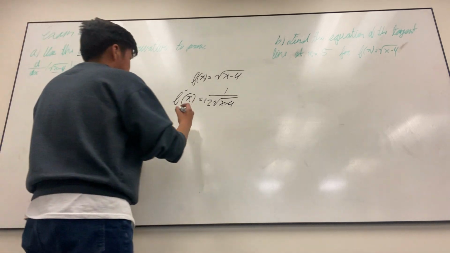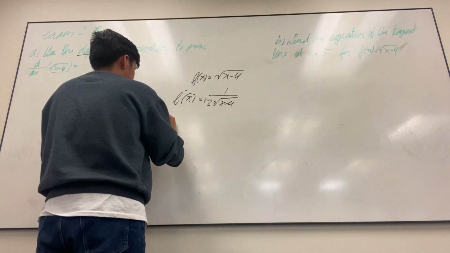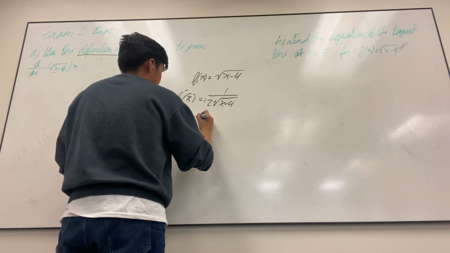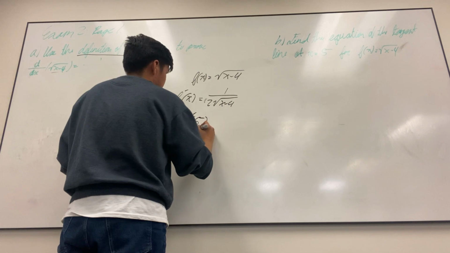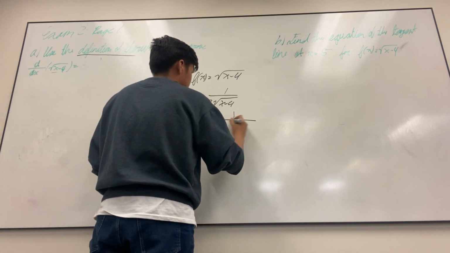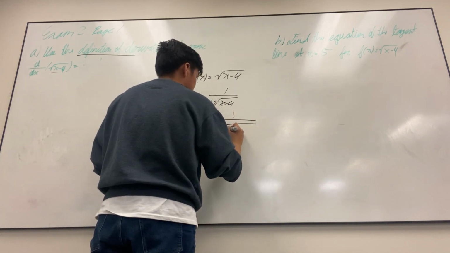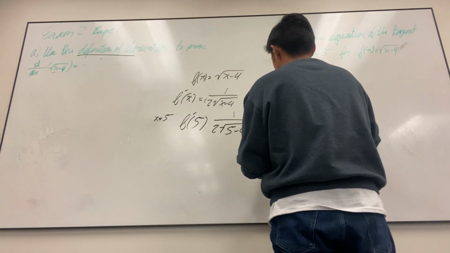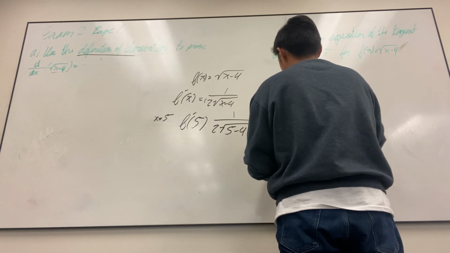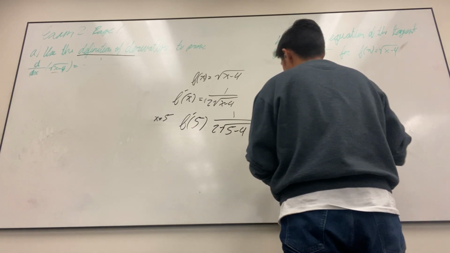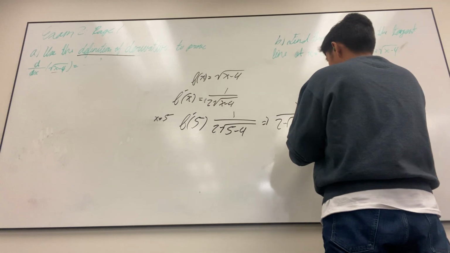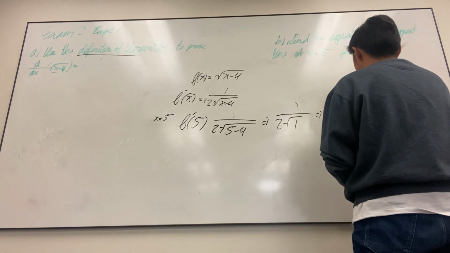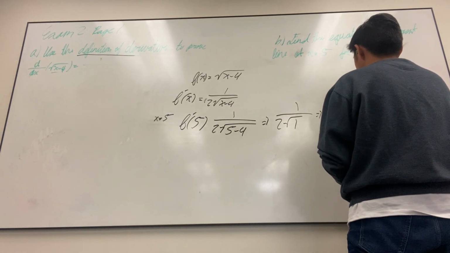Now you can plug in 5 since that's your given. So your given is x equals 5, so you plug this into the equation. So f prime of 5 would be 1 over 2 times the square root of 5 minus 4. This equals 1 over 2 times the square root of 1, which is 1, so then you have 1/2. So f prime of 5 is equal to 1/2.